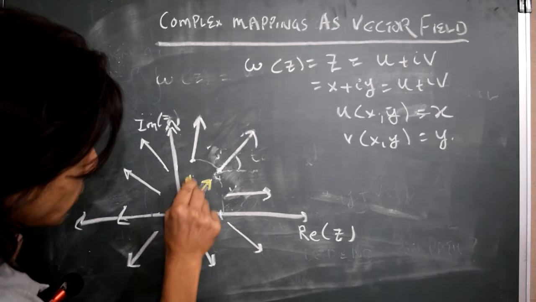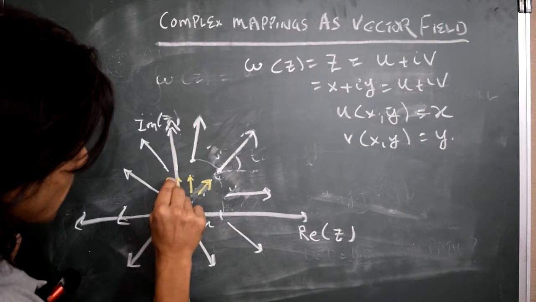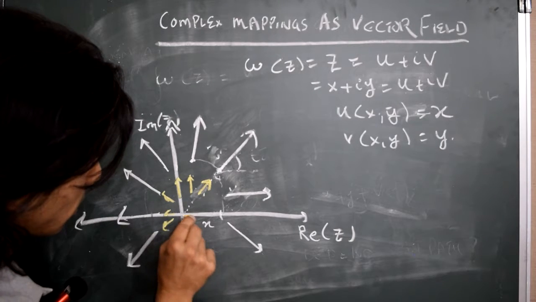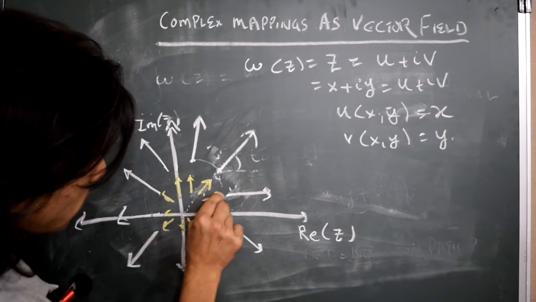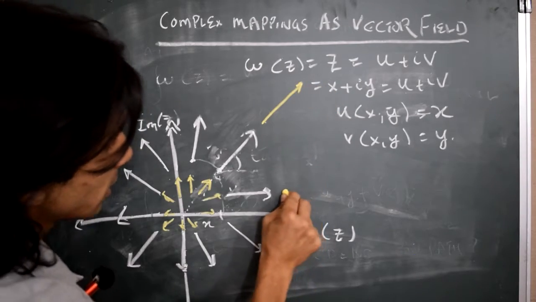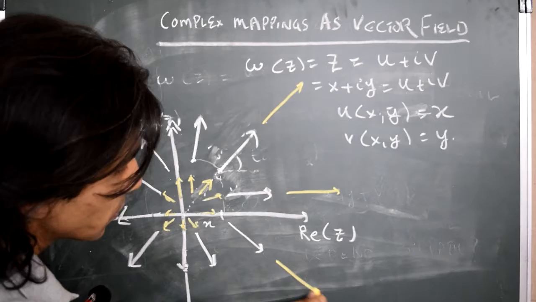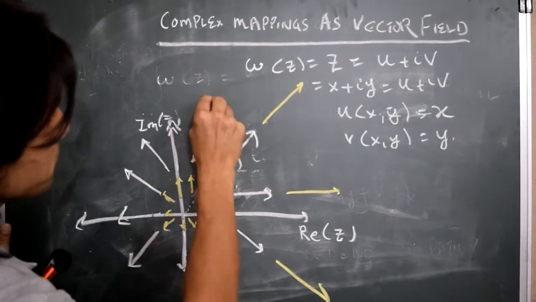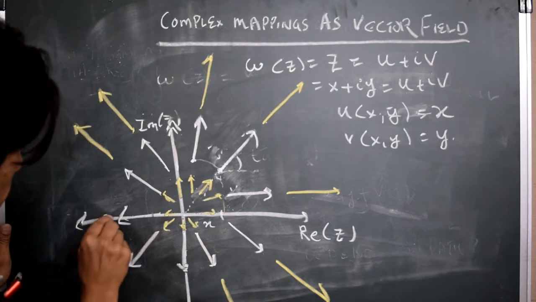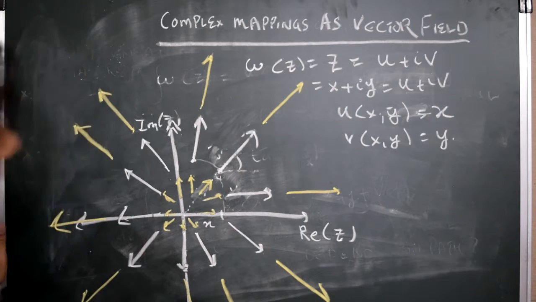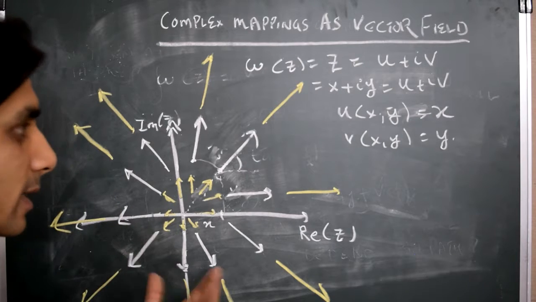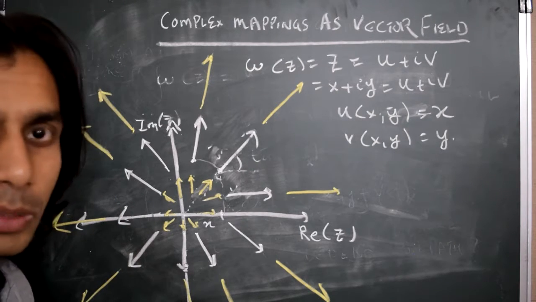And then if we keep drawing these arrows, we'll draw shorter arrows in this form. Something like this. And then as we move away from the origin, the length of the arrows will keep increasing, because the magnitude of z keeps increasing as we move further and further from the origin. Okay, so that's one set of arrows that we can draw for the complex mapping w of z equals z. And this is essentially the vector field associated with the complex mapping w of z equals z.